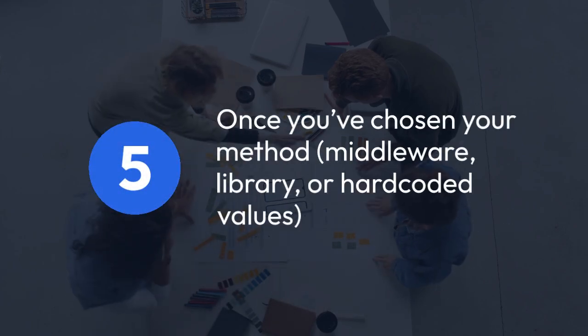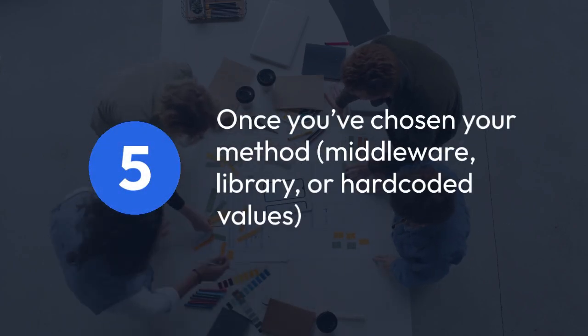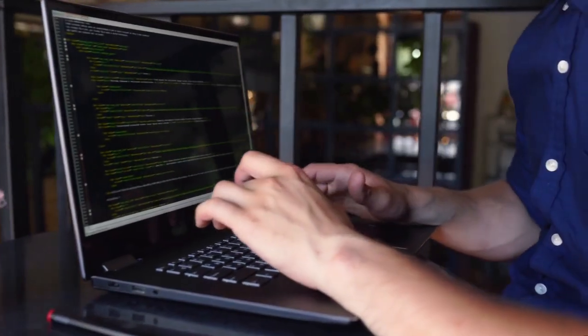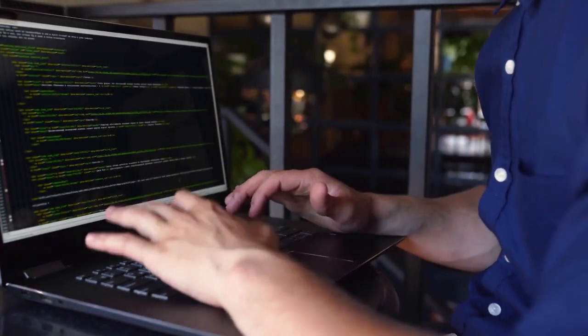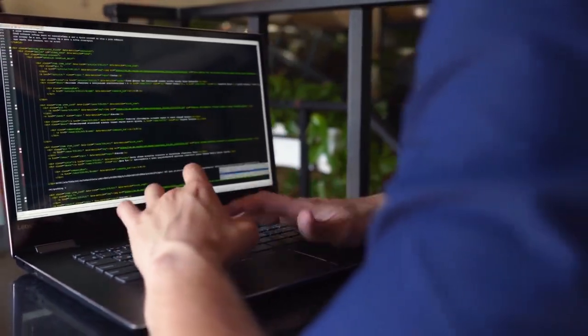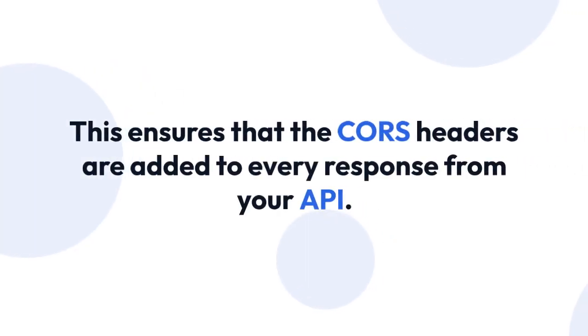5. Once you've chosen your method, middleware, library, or hard-coded values, remember to integrate the CORS middleware into your HTTP server's request handling pipeline before your actual API handlers. This ensures that the CORS headers are added to every response from your API. This ensures that your front end can communicate successfully with your backend API without encountering CORS-related errors.